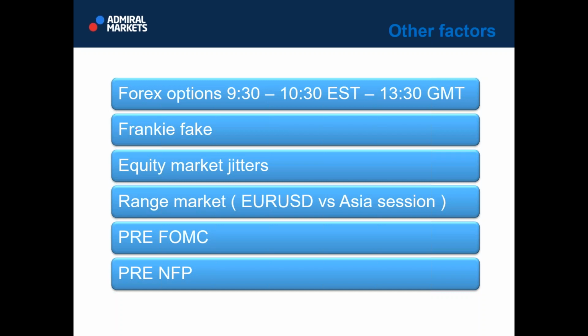Frankie Fake happens 1 hour prior to the London session. Frankie Fake tends to turn the price in a contra direction to London. That is why we traders call it Frankie Fake. So the movement is usually fake. If the market goes down during Frankie Fake, it usually goes up on London Open. Okay?